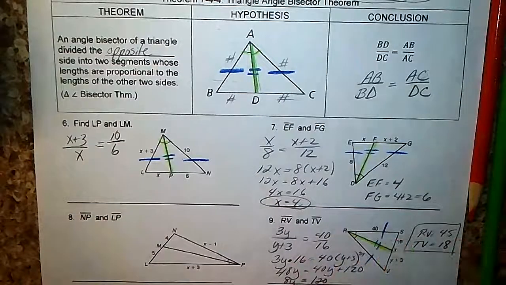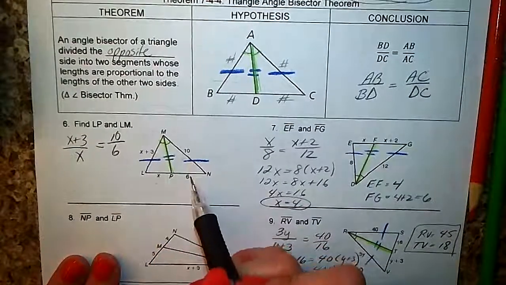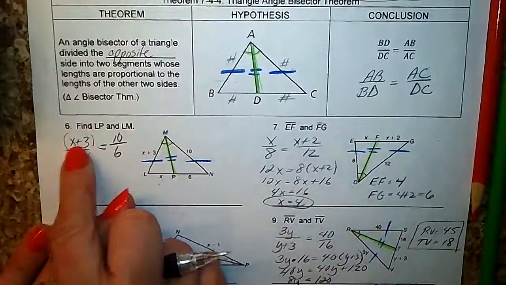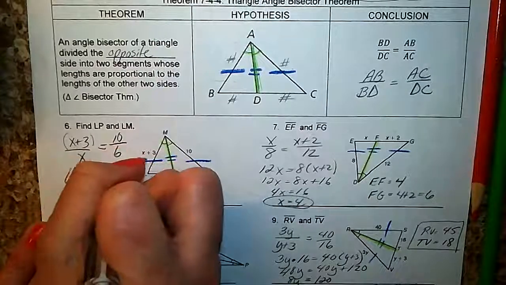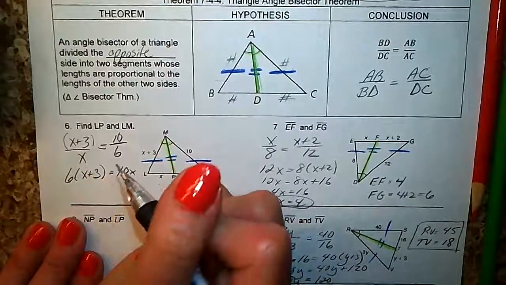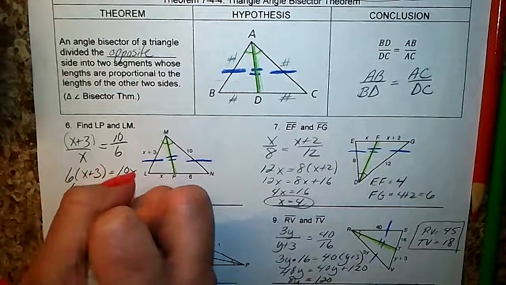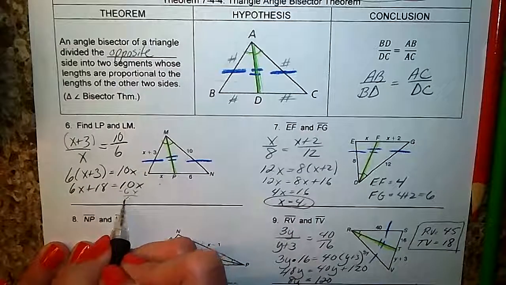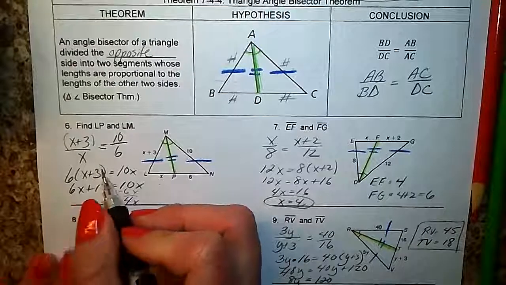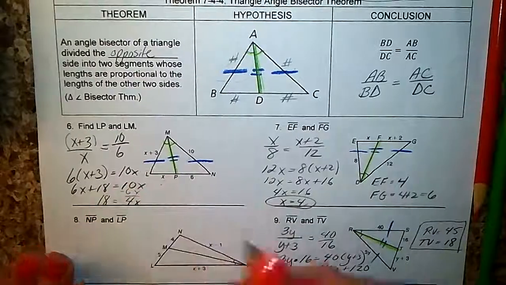Okay, so now I have my problem. x plus 3 over x equals 10 over 6, and I'm going to cross multiply. I have to put that in parentheses so I remember to distribute there. So that's 6 times x plus 3 is equal to 10x. All right, so we've got to solve this. So 6x plus 18 is equal to 10x. All right, I'm going to subtract 6x over here. That leaves me with 4x is equal to 18.